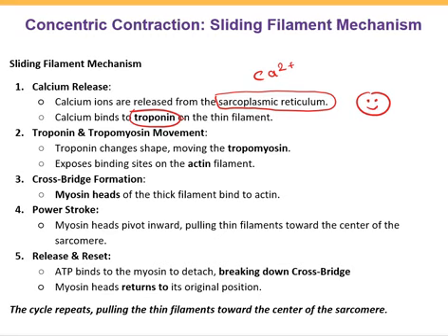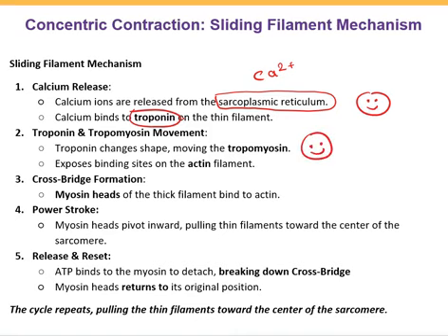After calcium binds to troponin, troponin shape changes and it's going to move the tropomyosin out of the way. Tropomyosin is the protein found on the actin filament, blocking the binding site on the actin filament. Now after the release of the calcium and the shape change in troponin, the tropomyosin molecule shifts and exposes the binding site on the actin filament.